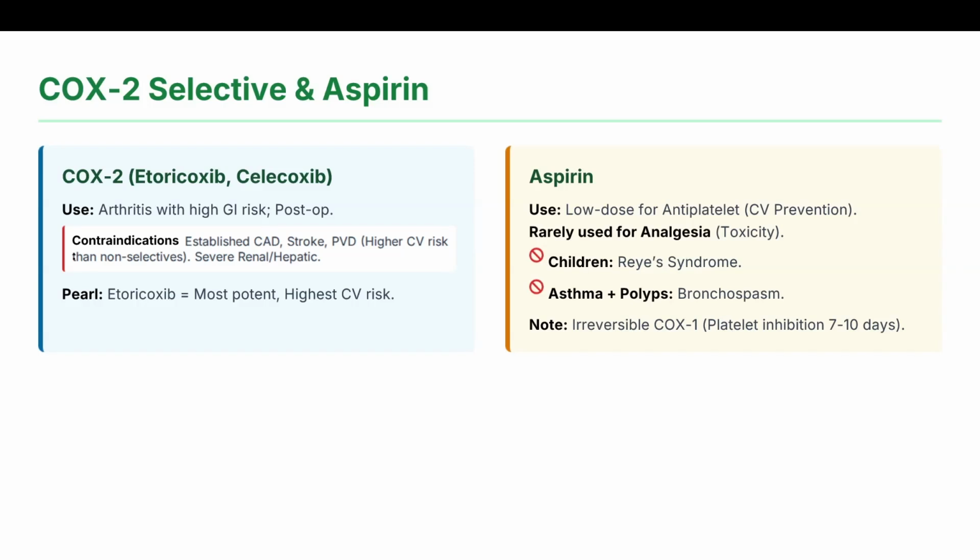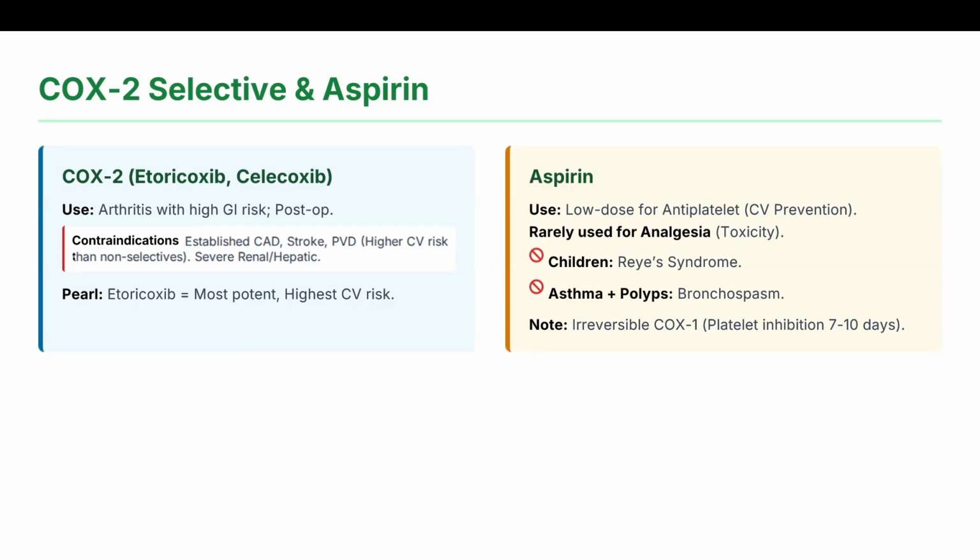Etoricoxib and celecoxib are more cardiotoxic than non-selective NSAIDs, but our use is in patients with GI risk. If the patient has a GI risk, then we can use these rather than non-selective NSAIDs for arthritis and post-op patients. Contraindications are established coronary artery disease, stroke, peripheral vascular disease, and severe renal and hepatic dysfunction. So preferably use only if there is a GI problem and no other comorbidities. You can use etoricoxib or celecoxib.